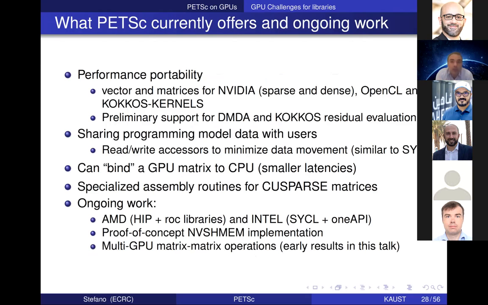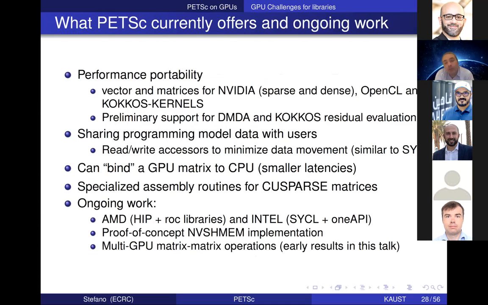So this is to summarize what we currently offer. I already said that PETSc has OpenCL and Kokkos kernels backends as well as NVIDIA. And PETSc already has a way of sharing the programming model data with users because we use the same approach that is used in SYCL.